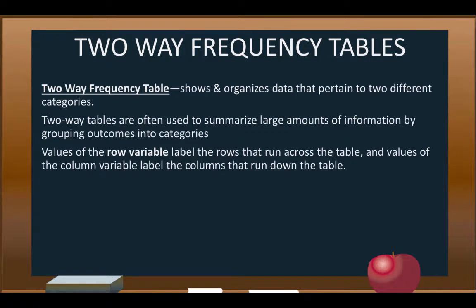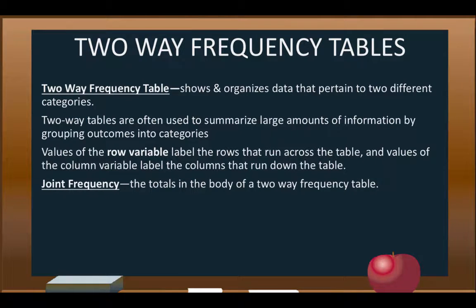Values of the row variable label the rows that run across the table, and values of the column variable label the columns that run down the table. So rows go across and columns go down. Joint frequency is the totals in the body of a two-way frequency table. So I have 4 definitions right here that I'm going to talk about, and then after you hear the definitions, we'll go through and we'll look at what this actually means, and it'll make a little bit more sense.